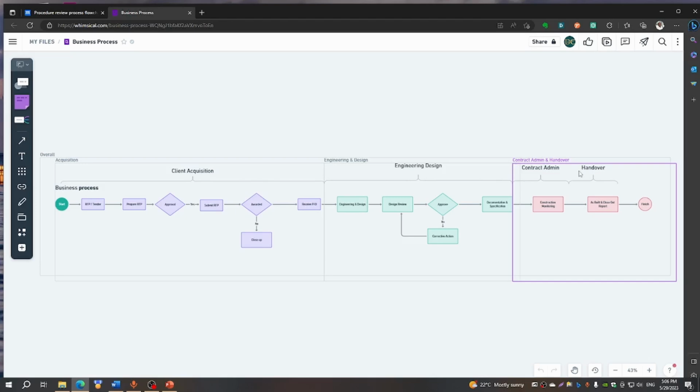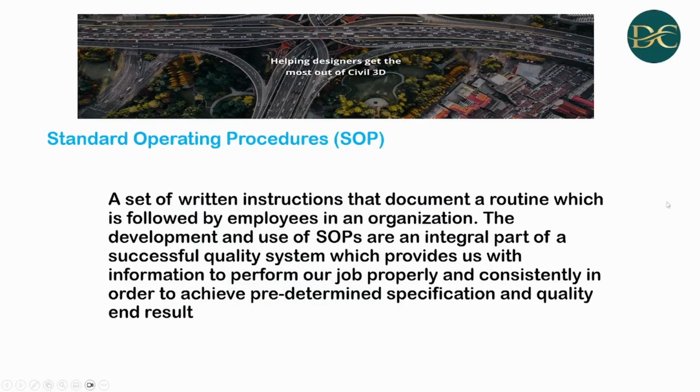What processes exist within the systems? What kind of procedures and SOPs do we need to develop within these systems? Maybe it would be a good starting point to define what is an SOP. It is a set of written instructions that document a routine which is followed by employees in an organization.